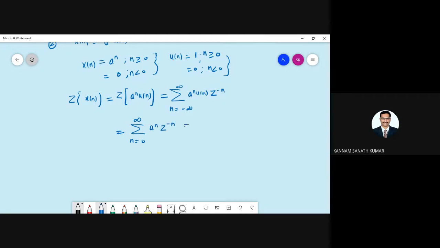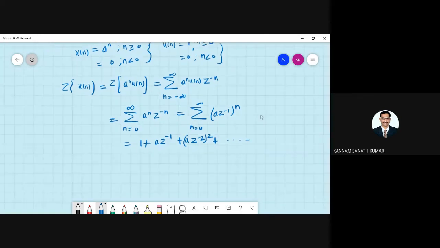So this is equal to the summation from n equal to 0 to infinity of (a z power minus 1) whole power n. This is the summation of an infinite series. If you substitute n equal to 0, (a z power minus 1) whole power 0 is 1, since anything to the power 0 is 1. If you substitute n equal to 1, you get a z power minus 1; n equal to 2 gives a square z power minus 2, and so on. This is the sum of an infinite series.